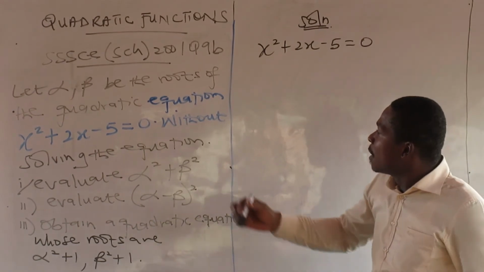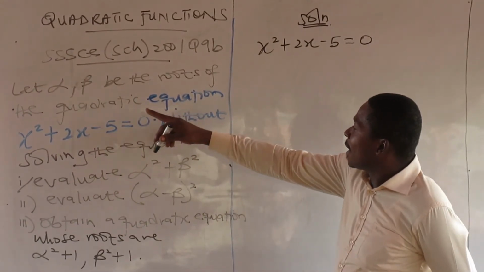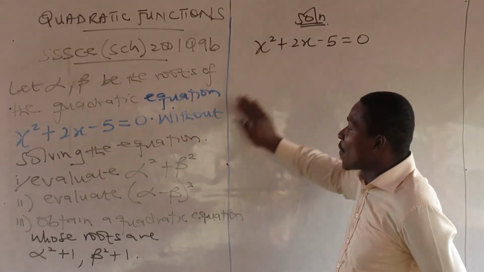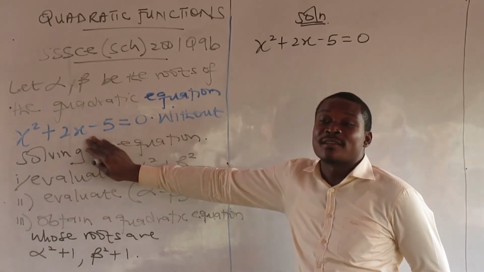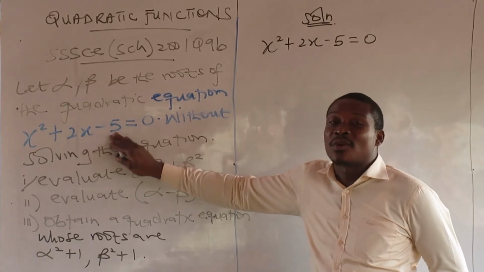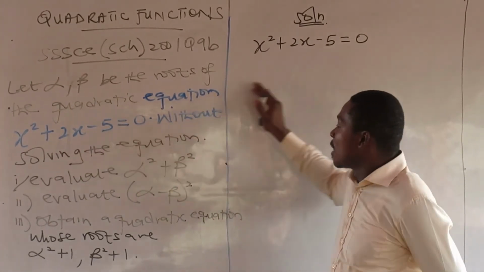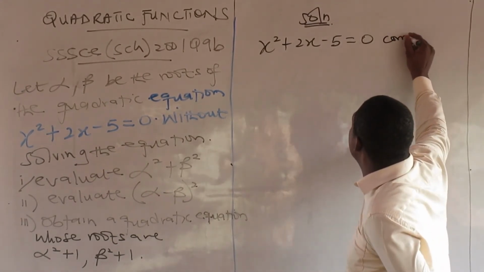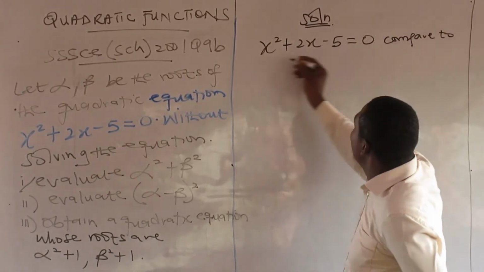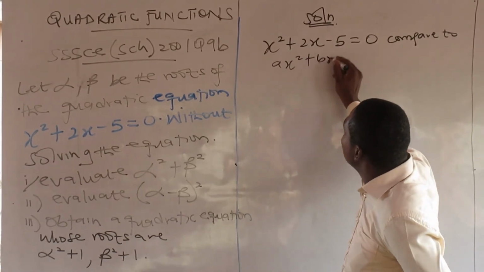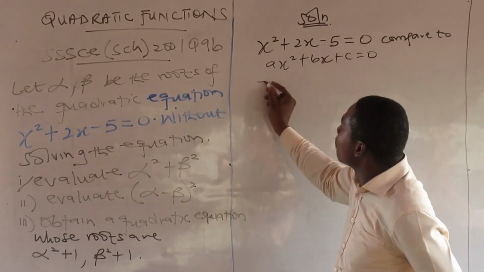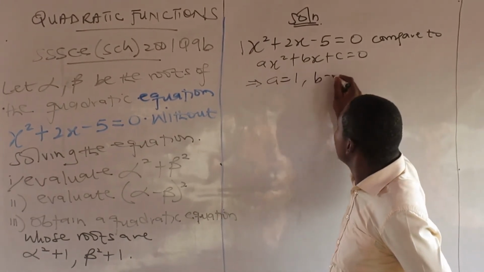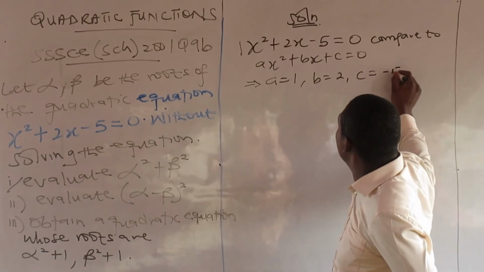Let's go. Let alpha and beta be the roots of the quadratic equation. That's what you see here. Without solving this equation, don't try to solve this and get the roots, maybe x equals minus 1 or x minus 2. No. Evaluate this. So I'll compare to the general quadratic equation, ax squared plus bx plus c equals 0. Now a happens to be 1. You agree? b is 2 and c is negative 5.